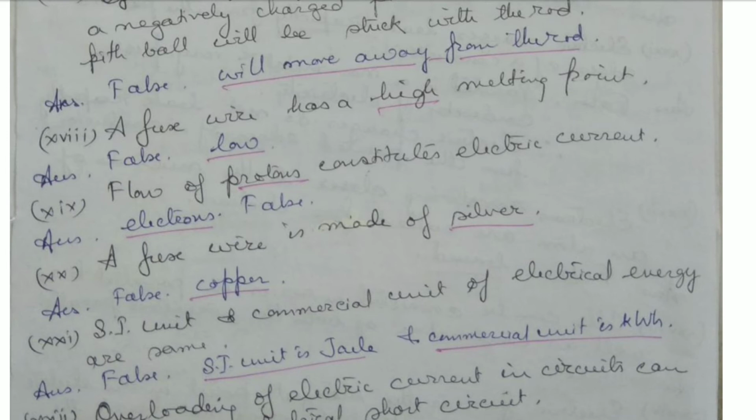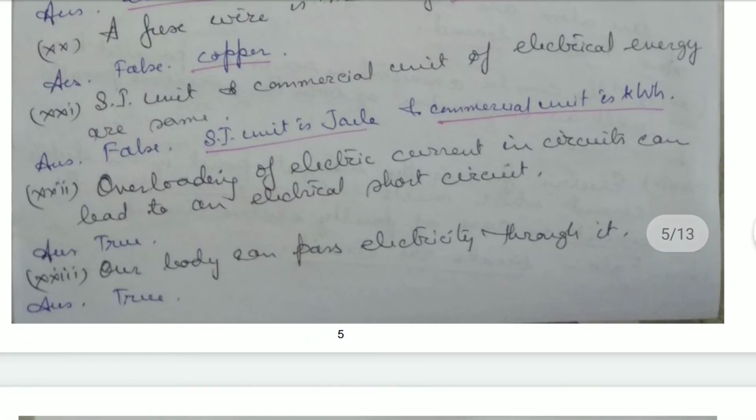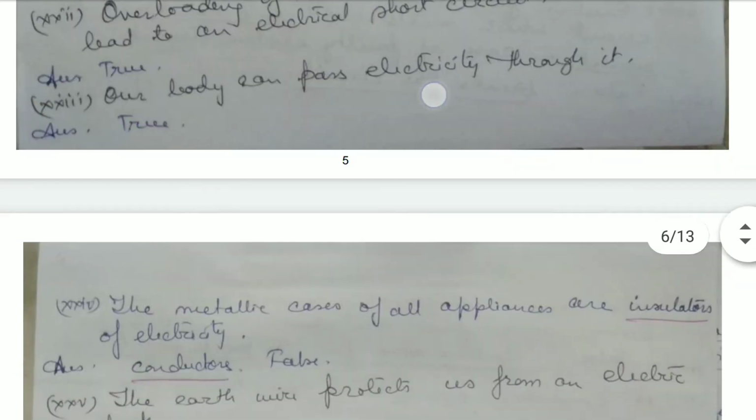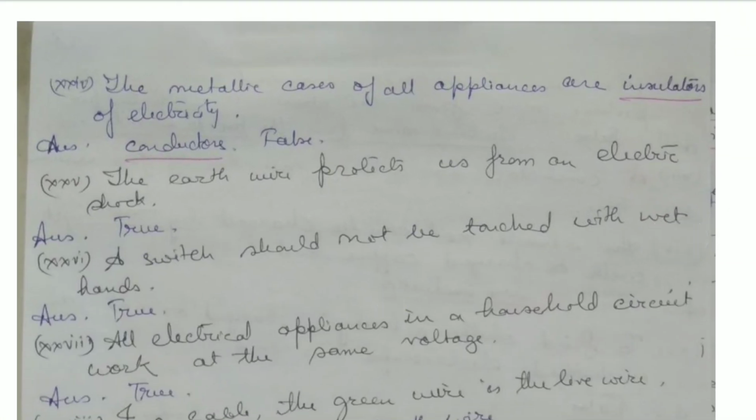A fuse wire is made up of silver. No, it's made up of copper. SI unit of electrical energy and the commercial unit of electrical energy are same. False. SI unit is joule and commercial unit is kWh, that is kilowatt hour. Then overloading of electric circuits can lead to an electrical short circuit. That's true. Our body can pass electricity through it. That's true. The metallic cases of all the appliances are insulators. No, they are conductors. So the statement is false.